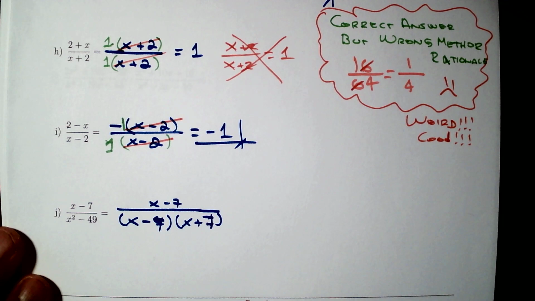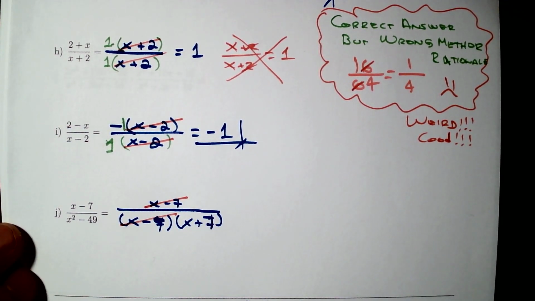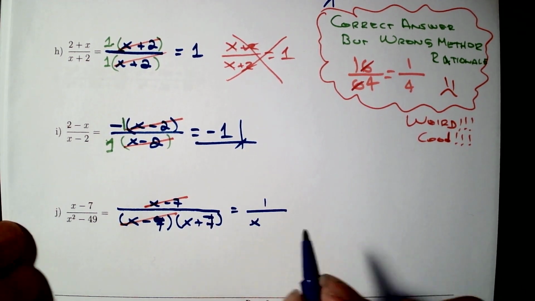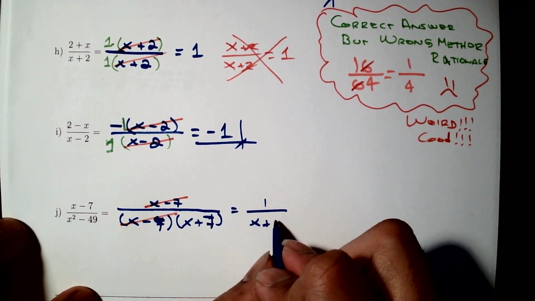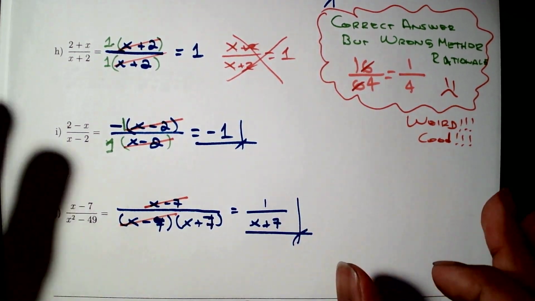So all we do in this case is divide this out, the whole thing. And that's going to leave us with 1 over x plus 7. Final answer. This is the correct way to do it.